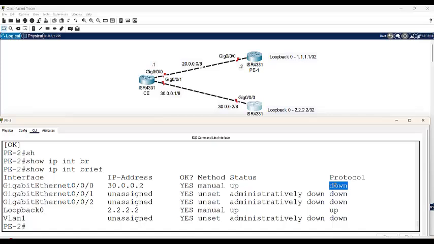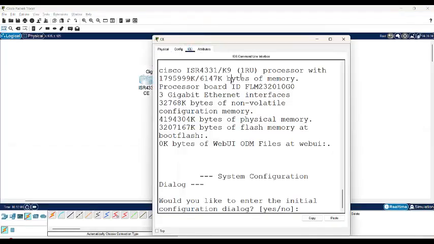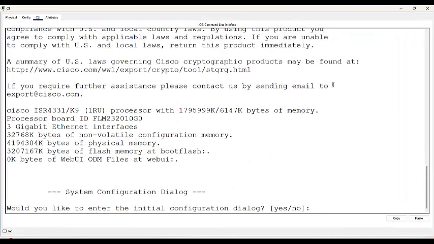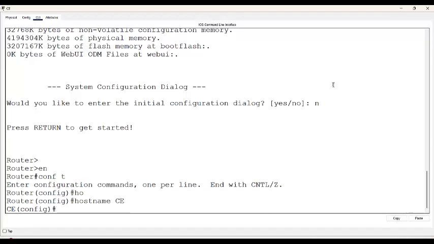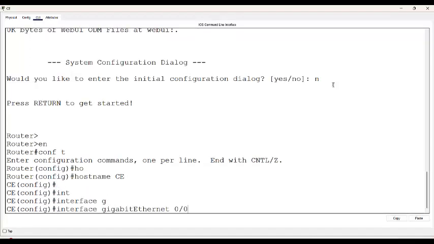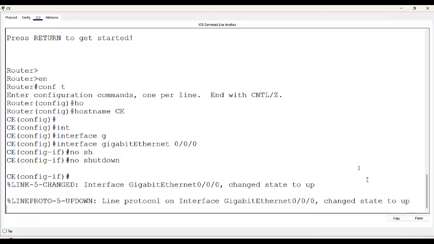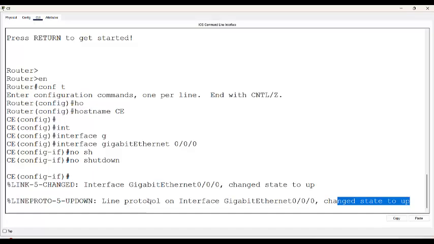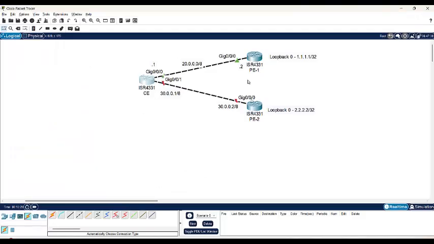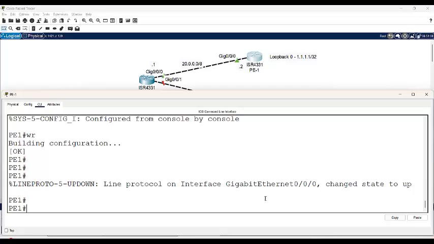On the CE side, the interface is down. But when you go to the CE side and bring the interfaces up, let me give hostname CE. Now when I say no shutdown, as soon as I say it, you will see two ups. One is administratively up, another is that the line protocol is also up. Now you go back to the provider edge, see it is green now, because the line protocol has come up since the other end is up.